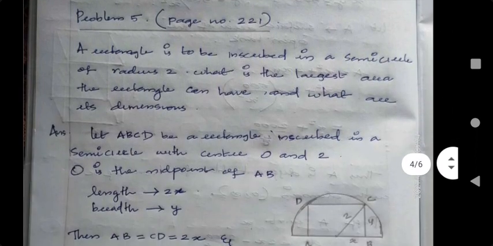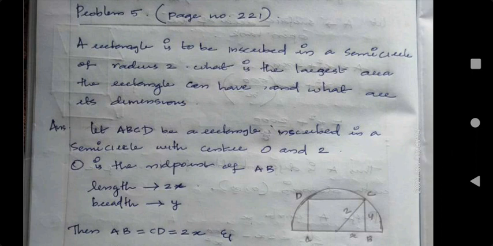Next question, problem number 5 on page number 221. A rectangle is to be inscribed in a semicircle of radius 2. What is the largest area the rectangle can have, and what are its dimensions?